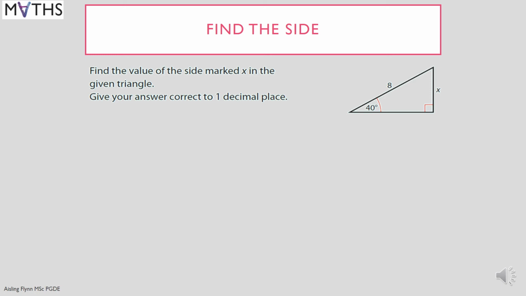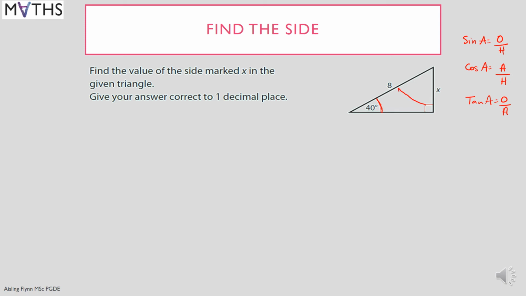Okay, so we have a right angle triangle. We cannot use Pythagoras because we don't have enough sides. So we're going to use one of our ratios. Will it be sine, which is opposite over hypotenuse? Will it be cosine, which is adjacent over hypotenuse? Or will it be tan, which is opposite over adjacent? Now to make that choice, I always start by labeling my triangle. Okay, so our angle is here, it's 40 degrees.